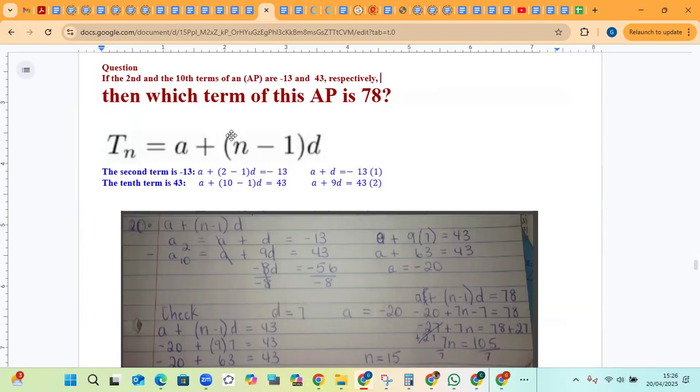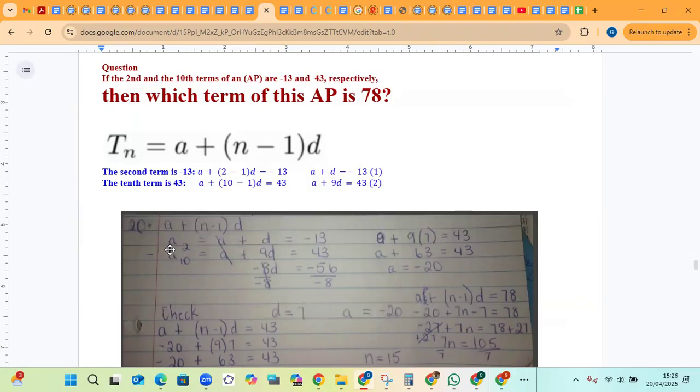Okay. For equation number 2, we have 43. The 10th term is 43. n is 10. 10 minus 1 is 9. a and d we do not have. So we have a plus 9d is equal to 43. So we have two linear simultaneous equations. We can use the elimination method to solve for a and d.